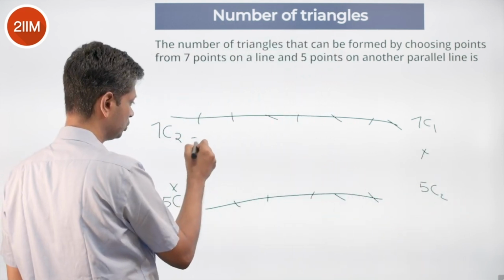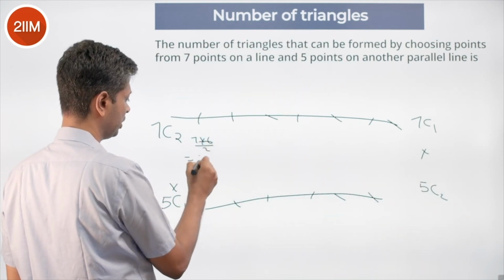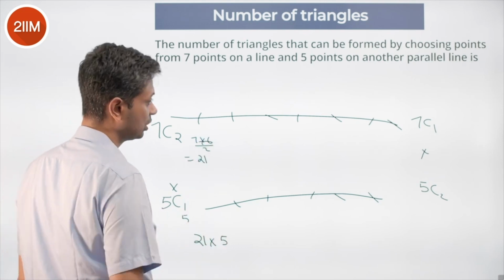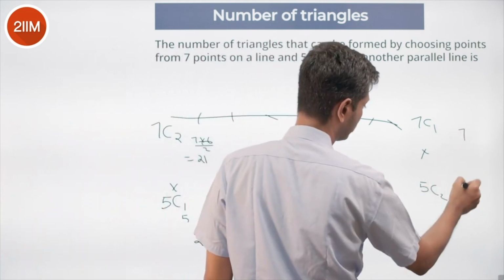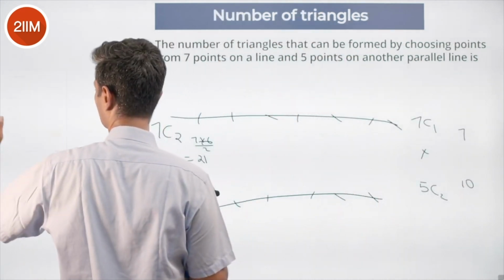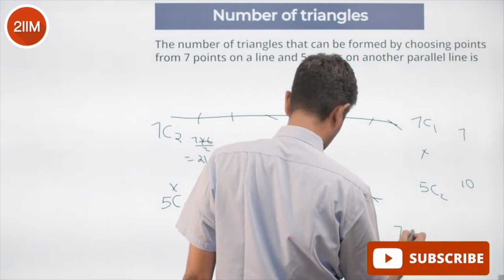7C2 is 7 into 6 by 2, which is 21. 5C1 is 5. 21 into 5. 7C1 is 7. 5C2 is 5 into 4 by 2, which is 10. 7 into 10. 7 into 10 is 70.